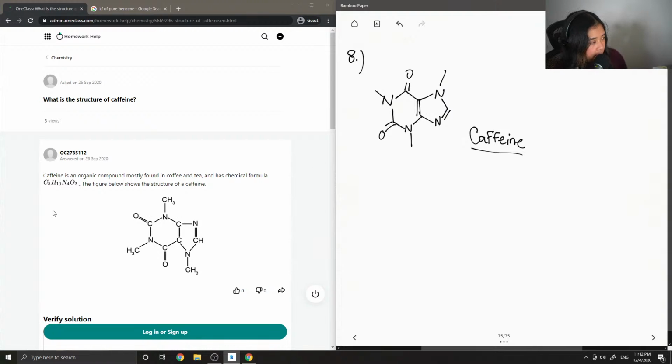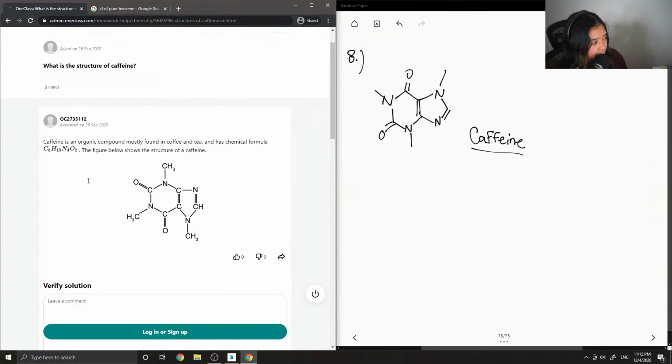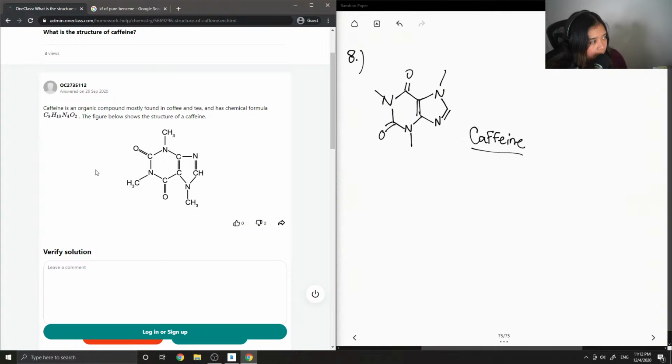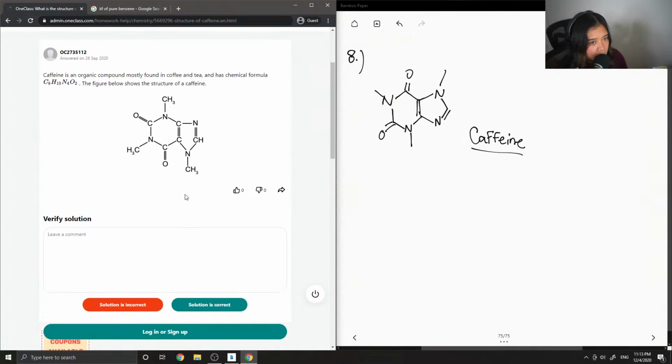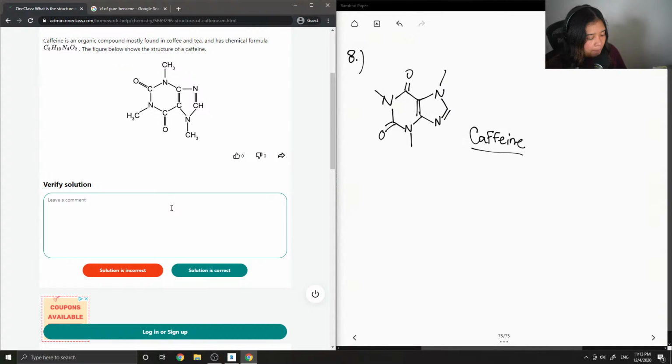And the junior tutor said, caffeine is an organic compound mostly found in coffee and tea, and has a chemical formula C8H10N4O2. Figure shows the structure of caffeine. Yep, double bonded carbons. So it's pretty much the same, just a bit different order than mine. This solution is correct.